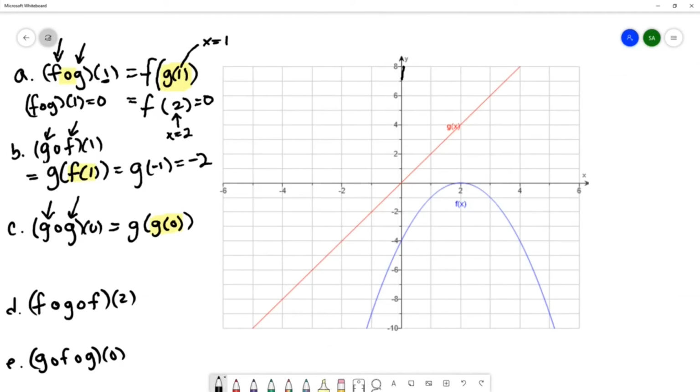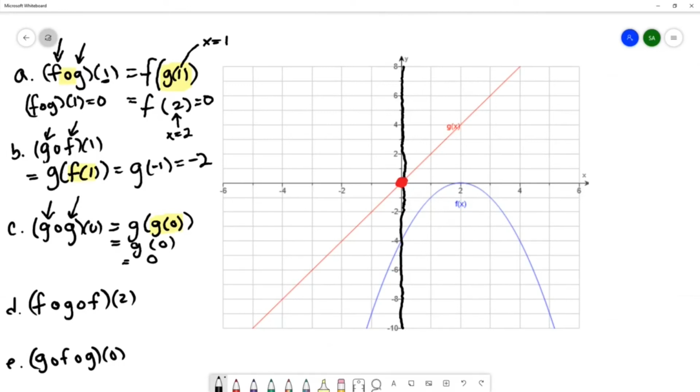This vertical line is all of the ordered pairs that have an x-coordinate of 0. I'm interested where that vertical line crosses the graph of g, and that's right here. And that is a y value of 0. So g of 0 is 0, and if we have g of 0 again, that will also be 0.